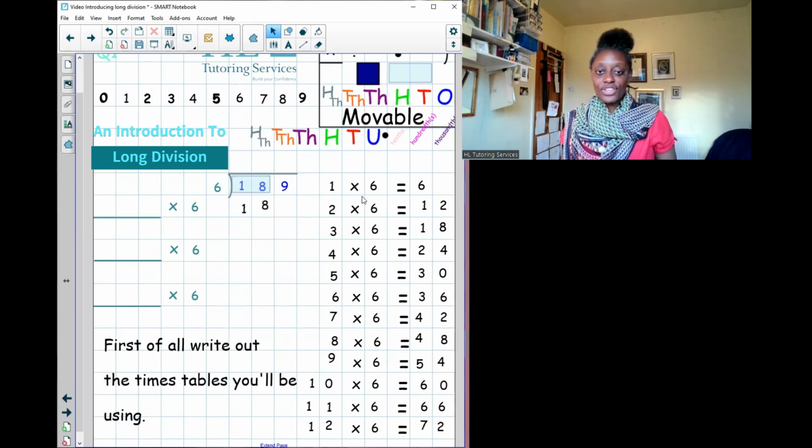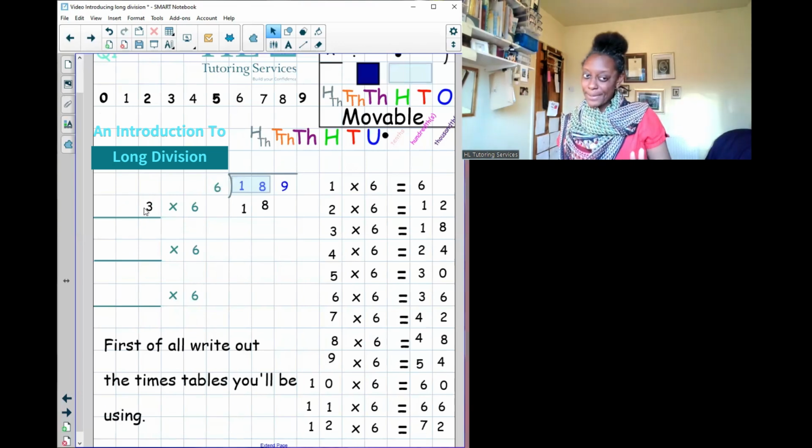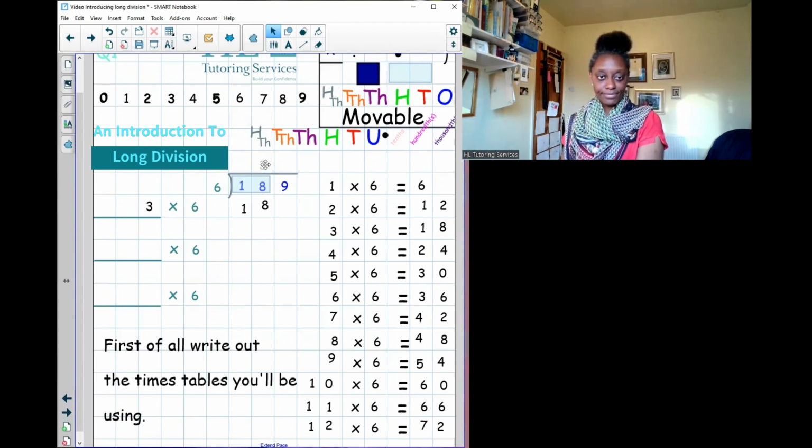And then I said that 3 times 6 equals 18. So I'm going to put the 3 here. That's just to help me so I know where my numbers are coming from. So 3 times 6 equals 18. So I'm going to put 3 up here. Then I am going to subtract 18. And I get 0. So that's quite a nice one to start off with. Then I am going to move along.